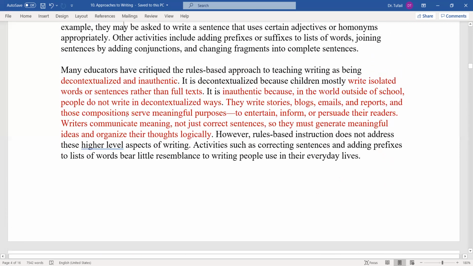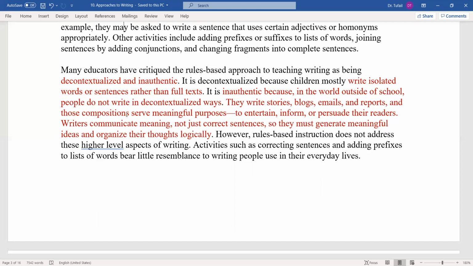But with the passage of time, this technique also got much criticism, and educators and researchers critiqued this approach, saying that rule-based teaching is not appropriate, and they labeled it as decontextualized and inauthentic. Why do they call it decontextualized? They say that the way students write, these short sentences, are not in their context. In real life, in the real world, sentences don't occur in the same way.